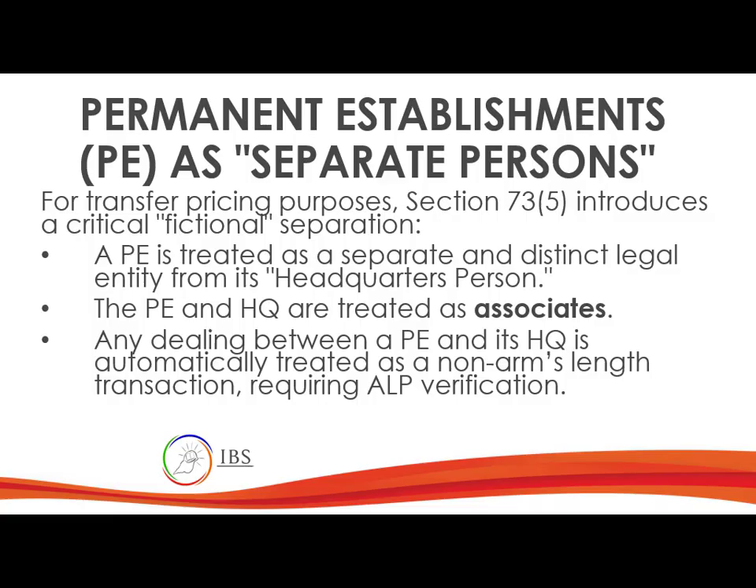Now it's not allowed. Because here it says, we will establish what we call separation, a distinct legal entity. A permanent establishment will be treated separately from the headquarters person. No more branch these things. Any dealing between a PE, or permanent establishment, and its headquarters is automatically treated as a non-arm's length transaction. So automatically that will require verification by the Commissioner General.